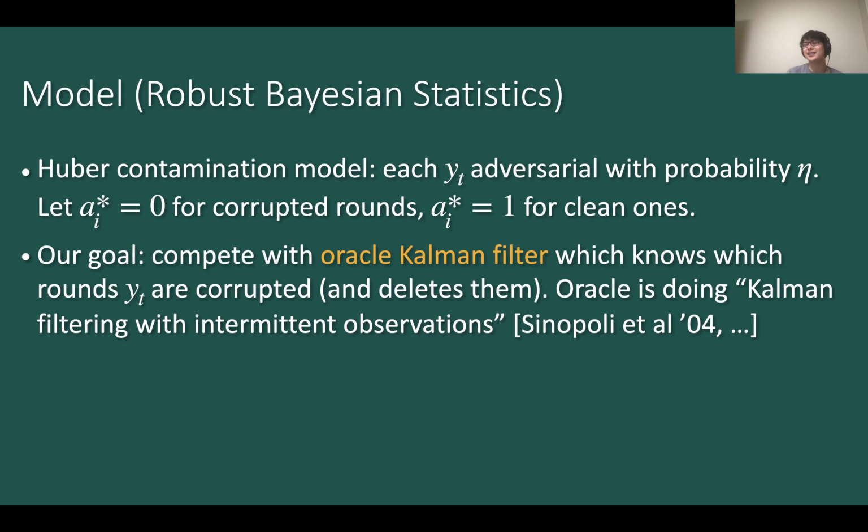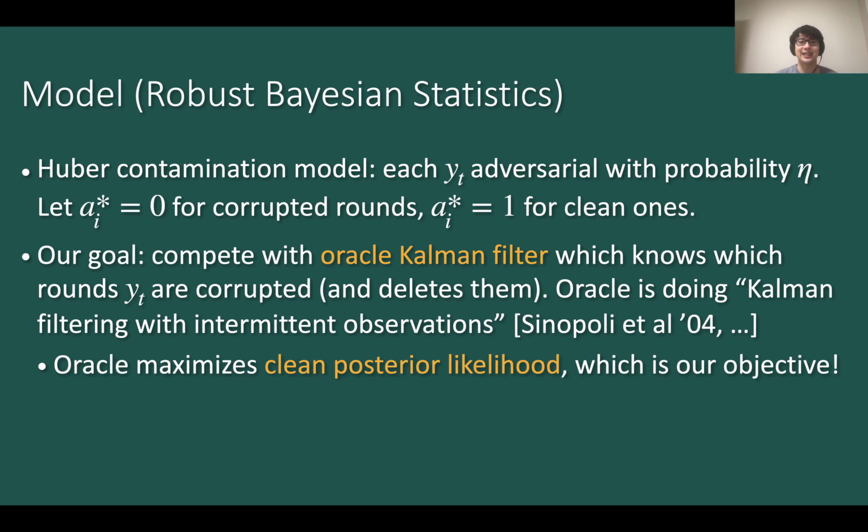And it turns out that the solution to that problem, where basically random observations are dropped, is called Kalman filtering with intermittent observations, and the Kalman filter for a slightly different dynamical system is the optimal solution to this problem. Okay, so that's good to know, that at least this is one possible benchmark we can try to compete with.